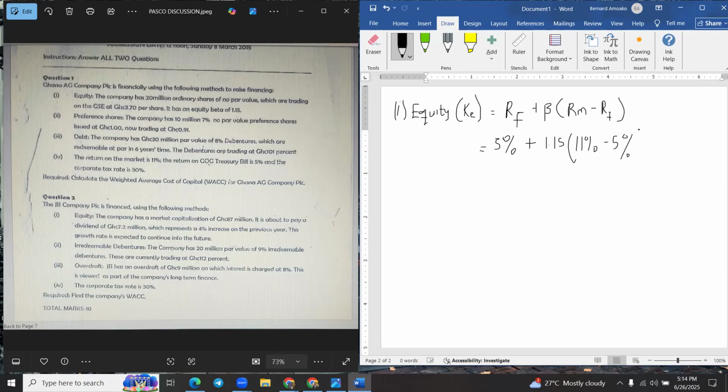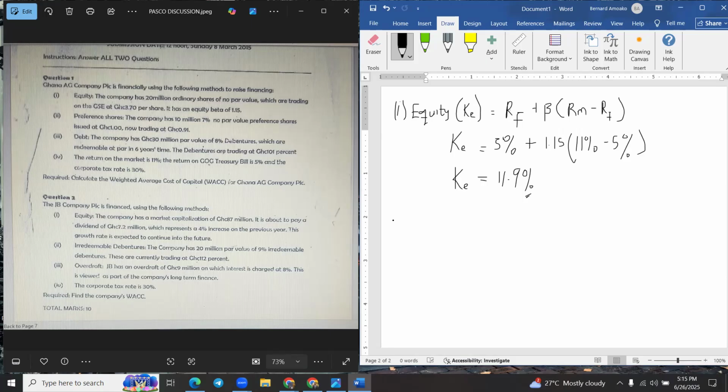When you put this on the calculator, you should be able to determine the Ke, the required rate of return or cost of capital. So 5% plus 1.15 bracket open 11% minus 5%. This is going to give me 11.9%. Okay. Having done this, we are not done. We have only done the cost of equity.